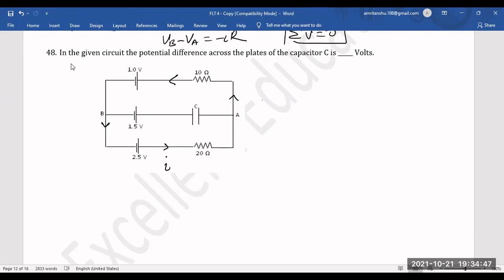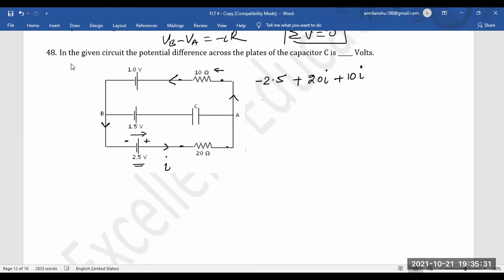Now when we make this equation, we'll be moving in the direction of current, and we'll frame this equation one. When you're moving like this, across the battery, what will be the potential drop? It will be minus 2.5 because we are encountering the negative terminal first and then the positive terminal. Plus 20 into I. Again, you can see current always flows from high potential to low potential, so 20 into I will be the potential difference across this. Then again, current is flowing like this, so here it will be 10I.